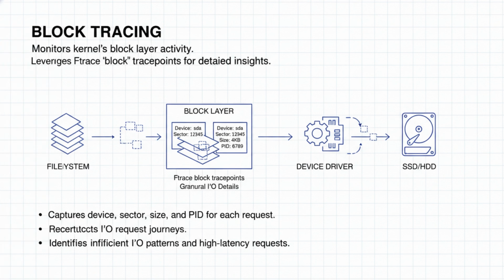Block tracing, at its core, involves monitoring the activity within the kernel's block layer, which acts as an intermediary between the file system and the underlying storage devices.